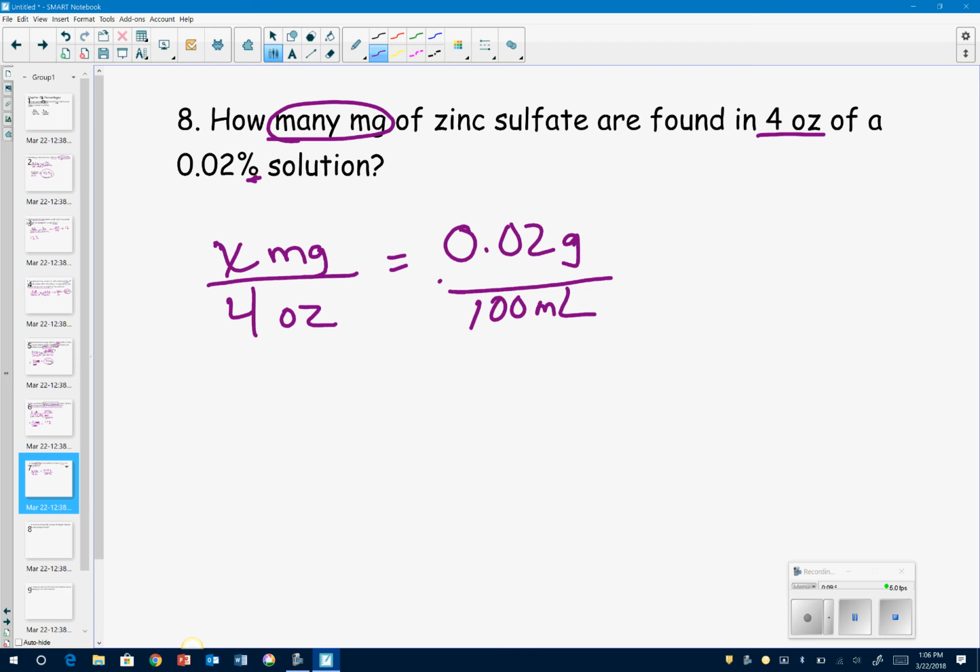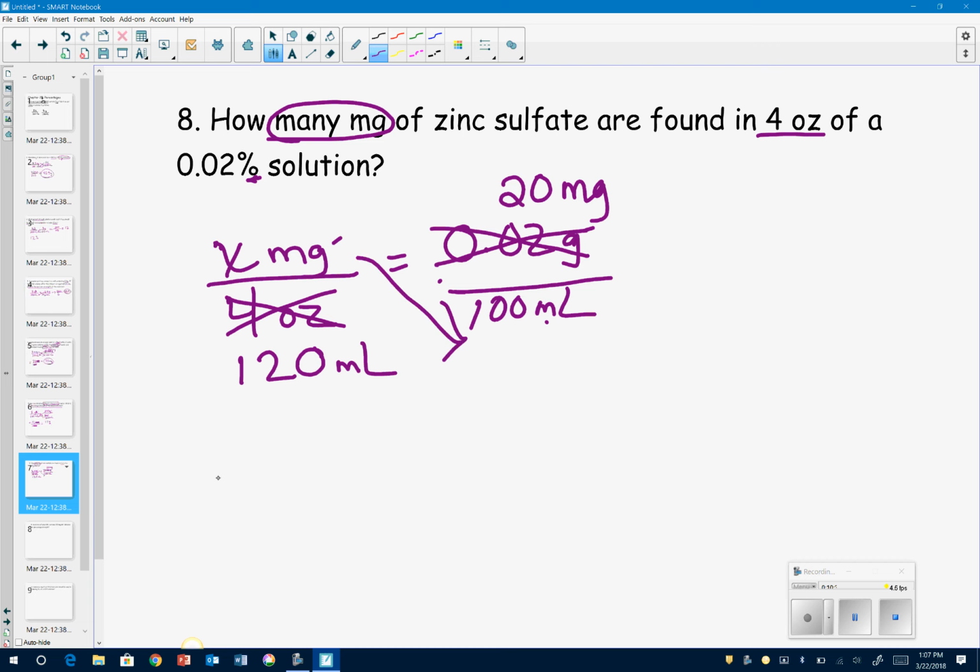Okay, so then we have to check. We have our units, but on top are weights, but they are not equal or the same. So we need to take grams and convert it to milligrams. So it would be 0.02 times 1,000, which would be 20 milligrams. And over here, we have ounces and milliliters. To me, it's easier to change your ounces to milliliters because remember, 1 ounce is equal to 30 milliliters. So 4 times 30 would be 120 milliliters. I usually always use the rounded version.